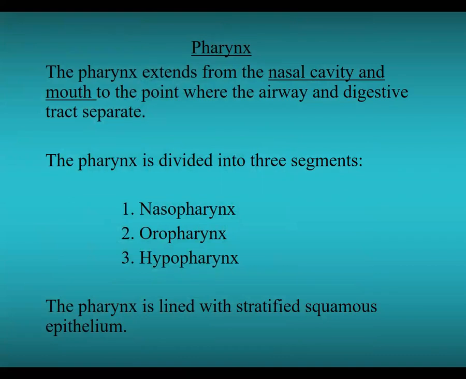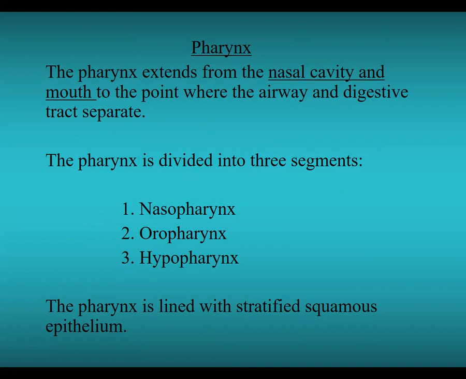I think I'm gonna do one more here, and then I'm going to end this video and then start up another one. This is the pharynx. The pharynx is divided up into several segments. The pharynx, in definition, extends from the nasal cavity and the mouth to the point where the airway and digestive tract separate. So, three segments of the pharynx. You got the nasopharynx, the oropharynx, and the hypopharynx.